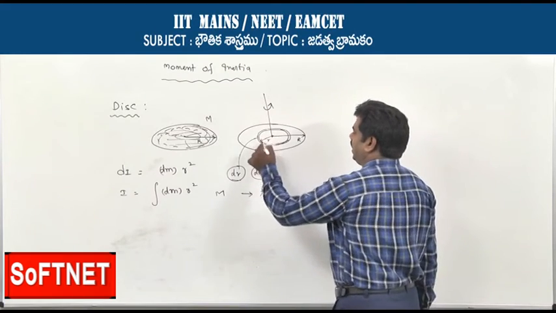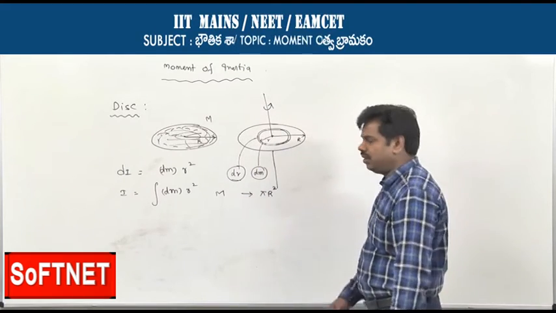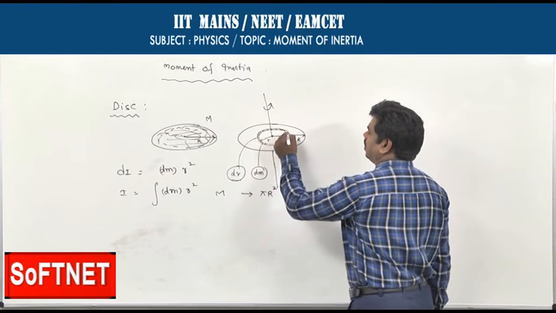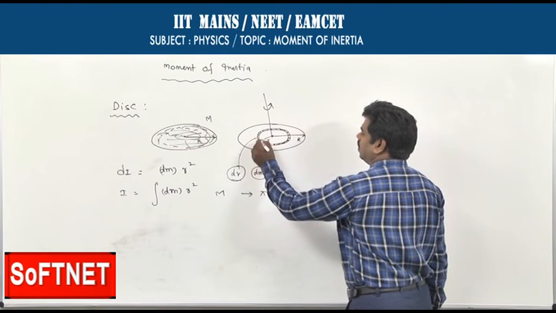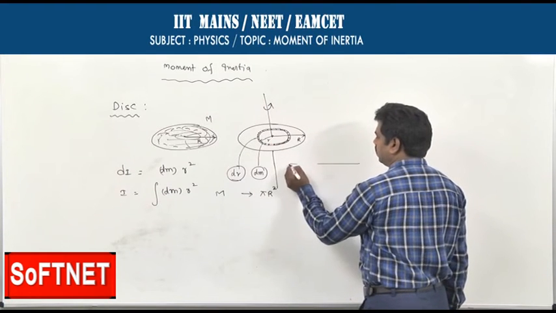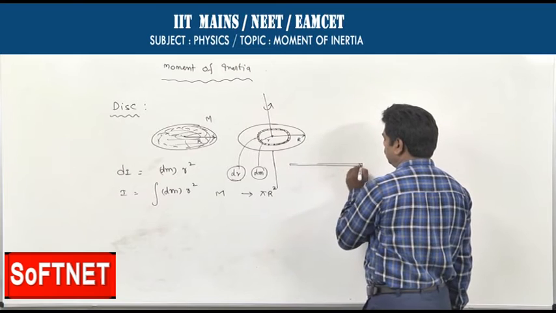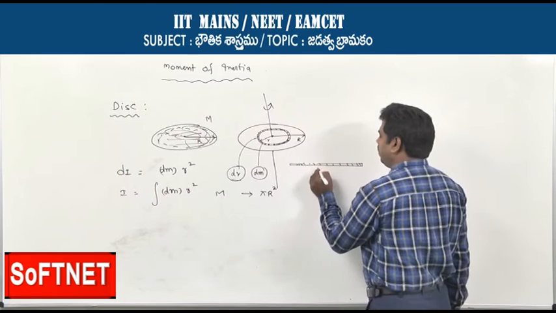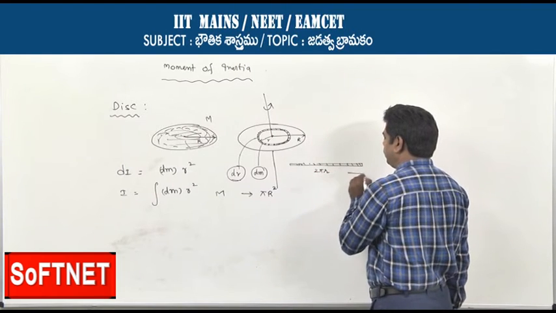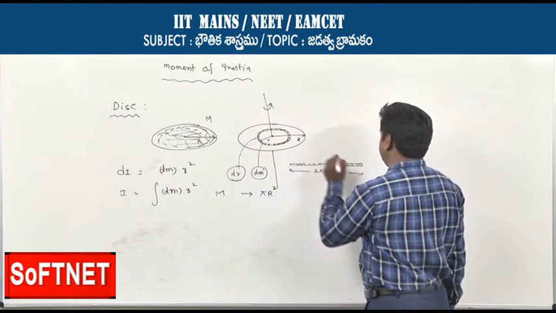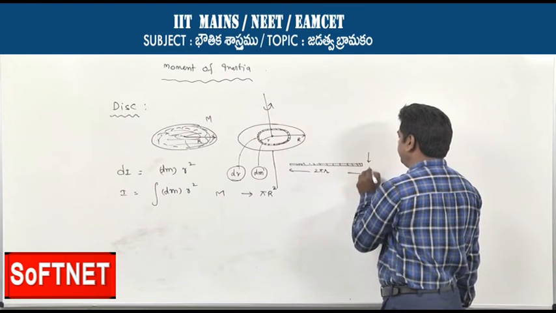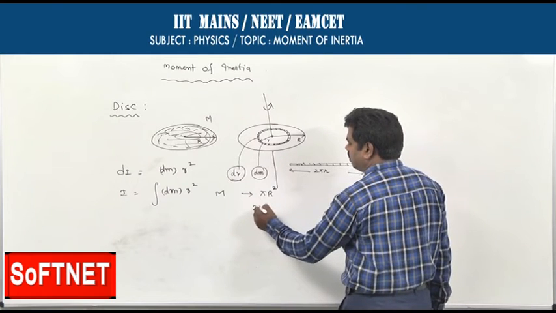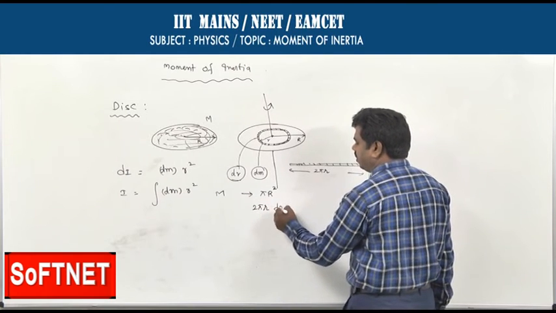But what is the area of this ring? Look carefully. When I stretch this ring, it will become like this. Now its length will become how much? 2 pi r. And whose thickness I assumed is how much? dr. Then area will become how much? 2 pi r into dr.